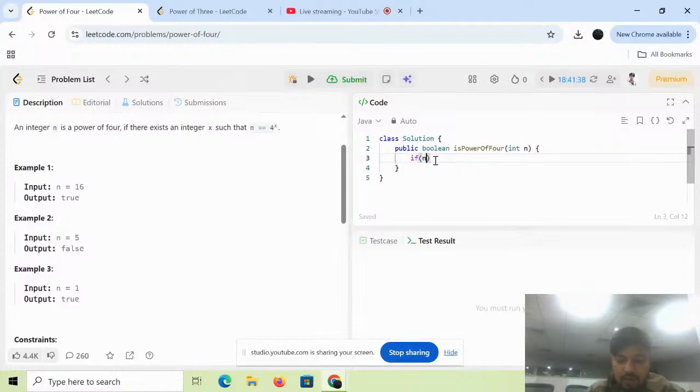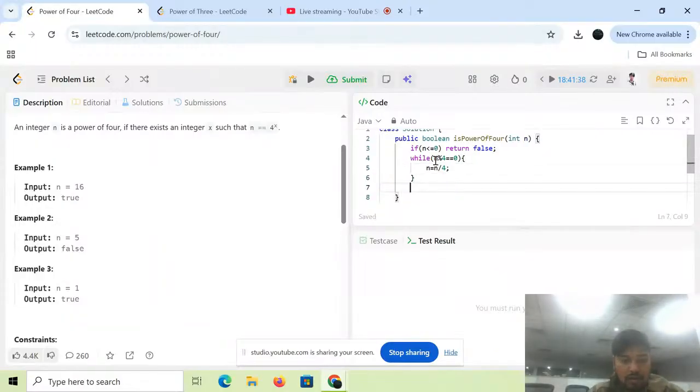If n is less than or equal to 0, we'll return false. Otherwise we'll check the same thing we did in Power of Three. We'll write one while loop: while n modulo 4 equal to 0, then same thing, n equals n divided by 4. That's it. Then I'll check the last condition, return n equal to 1.